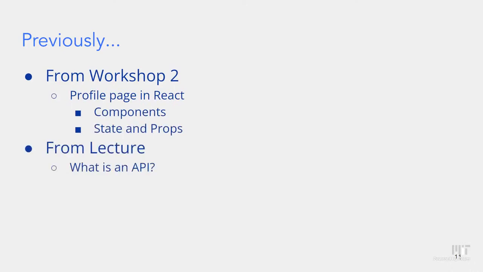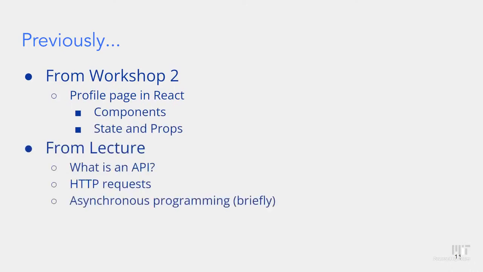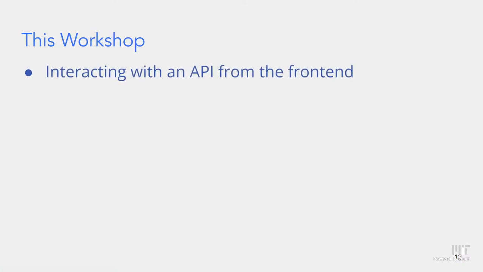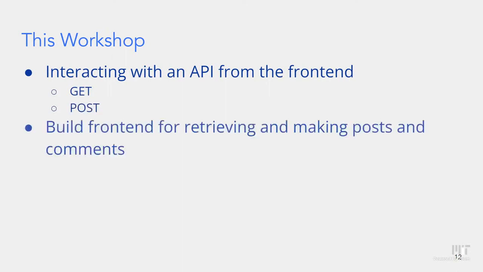And from lecture today, you learned what an API is and what HTTP requests are, and also may have briefly touched upon asynchronous programming. And so in this workshop today, we'll be interacting with an API from the front end. What that means is we'll be making GET requests and also POST requests. More specifically, we'll be building the front end for retrieving and making posts and comments for catbook.